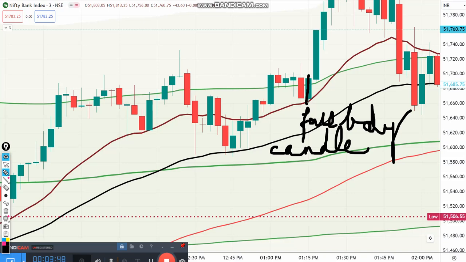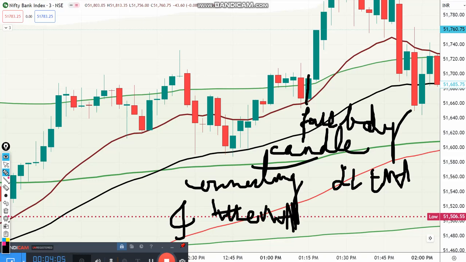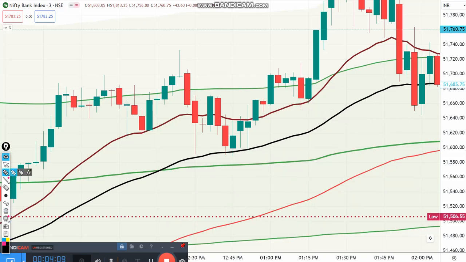Full body candle connecting the 21 EMA and the VWAP band. So the 21 EMA and the VWAP band, full body candle connecting the 21 EMA and the VWAP band.